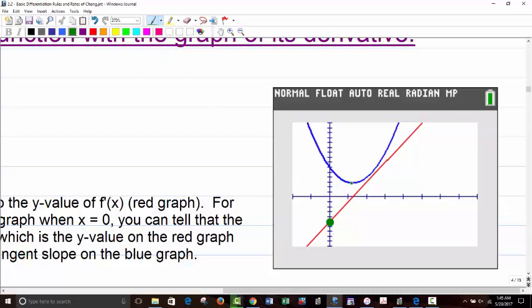At this point right here, you can see that that's a horizontal tangent line. It's going to have a slope of 0. So if I take that point and look at it, whatever it is, 1 point something, I can't tell what it is, but if I come down here, you see on the y-axis, the red graph has a y-coordinate of 0, therefore it's the slope of the graph at 0 for the other one.